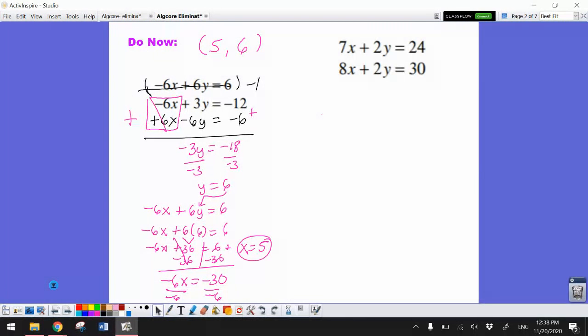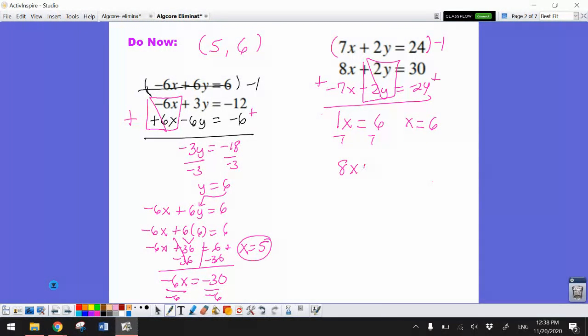All right, let's see what you can do with this one. Again, I see I have the same here, not inverses, so I got to multiply one of the lines by -1. So -7, -2y, -24. And my y's are going to disappear. 8 plus -7, that gives me a 1. 30 plus -24 gives me a positive 6. And I don't need to divide by 1. I can if I want to. It doesn't change anything. So I see x is going to equal 6.